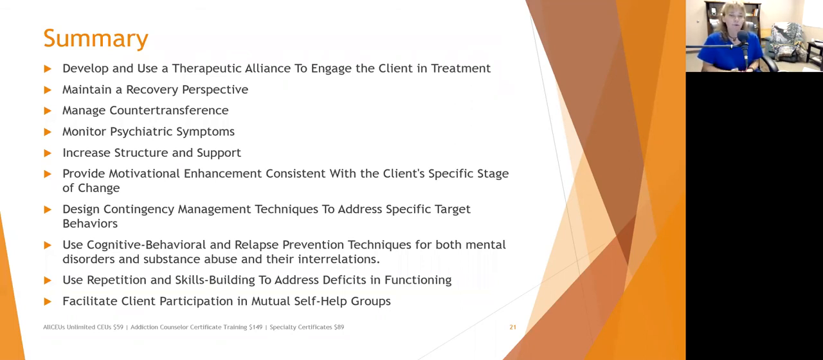Finally, it's important that we facilitate client participation in mutual self-help groups, because we can't be there all the time, nor should we be. That would be fostering a dependence. We want to increase them or encourage them to be independent in their environment of choice.